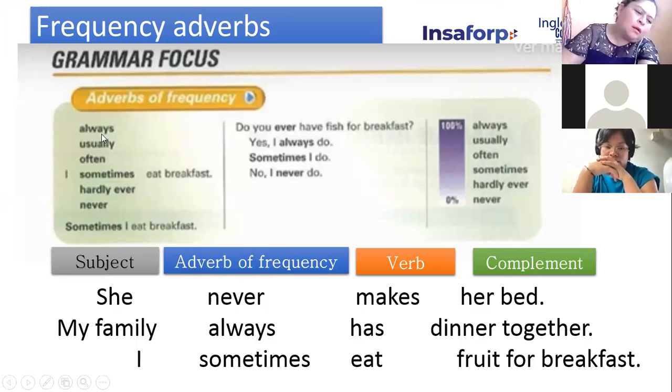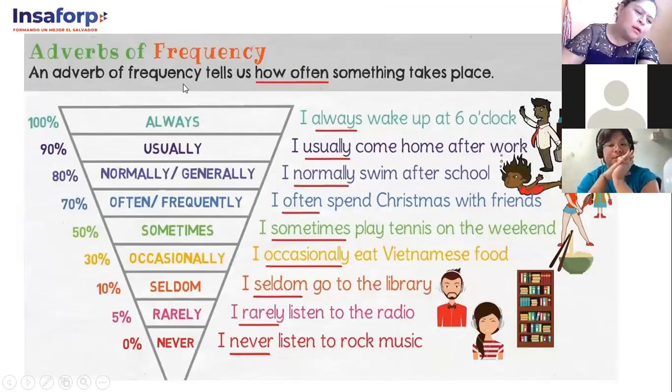Now, always means siempre. Usually, usualmente. Often, a menudo. Sometimes, a veces. Hardly ever, casi nunca. And never, nunca. We have more examples here.